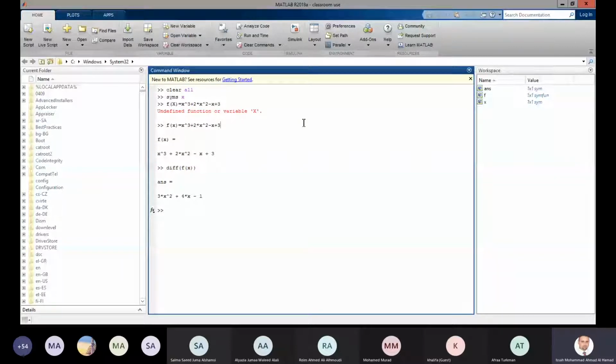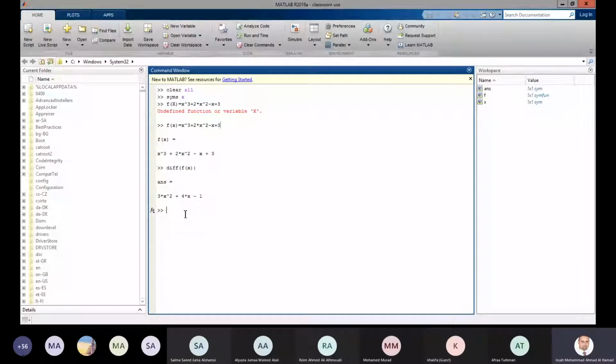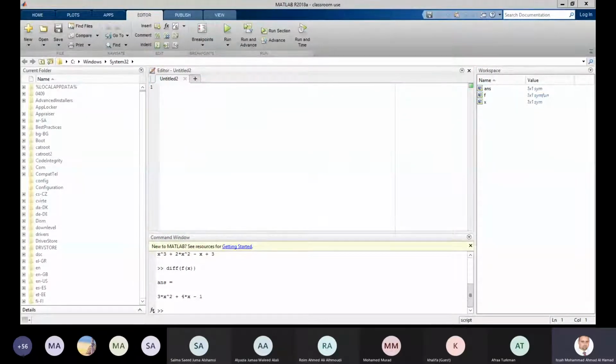Now let me show you how you can numerically differentiate this function. Let me show you how you can find the derivative. Now you need to open a new script file. So let's open a new script file, and let's start by defining the value of x, for example.